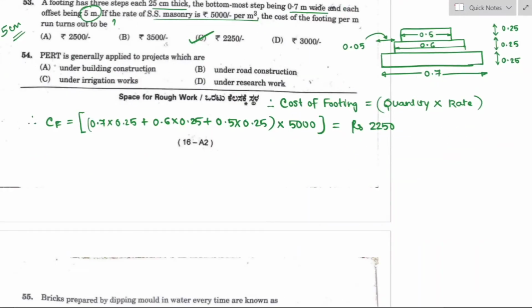Question number 54. PERT is generally applied to projects which are: PERT is a program evaluation and review technique. It is an event-oriented technique of project management which is based on probabilistic model applied for research and development projects. So this type of technique is applied for research work. Option D is the right answer.